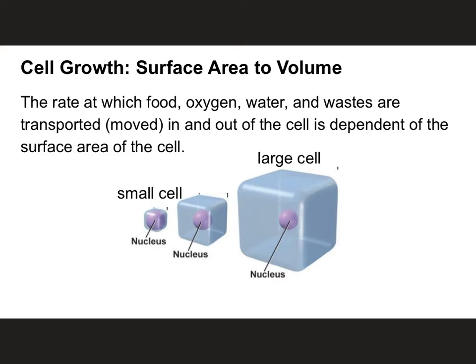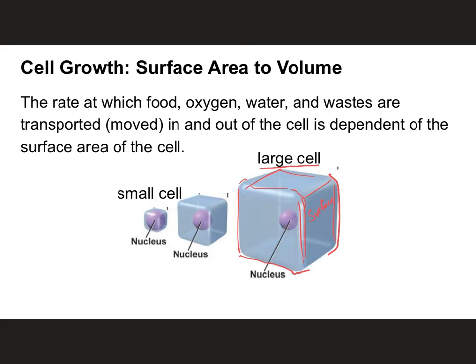Why do cells not grow large? Well, the rate at which materials move in and out is dependent on the surface area. So when you grow larger in size, you know what surface area is? It's all of this material, all of this area. This side is surface area, this side is surface area, even this side. How many sides are there to a cube? There are 6 sides.